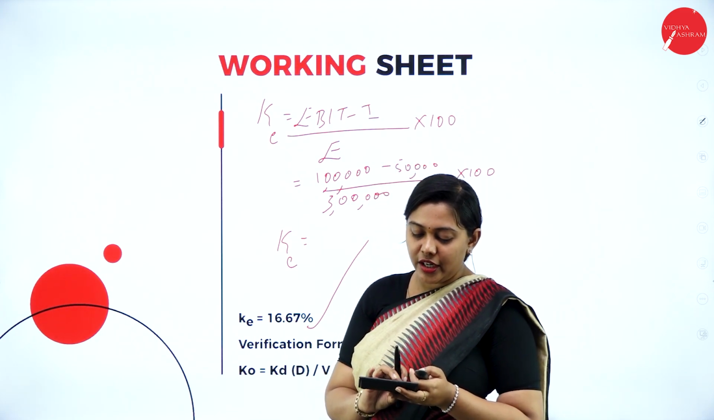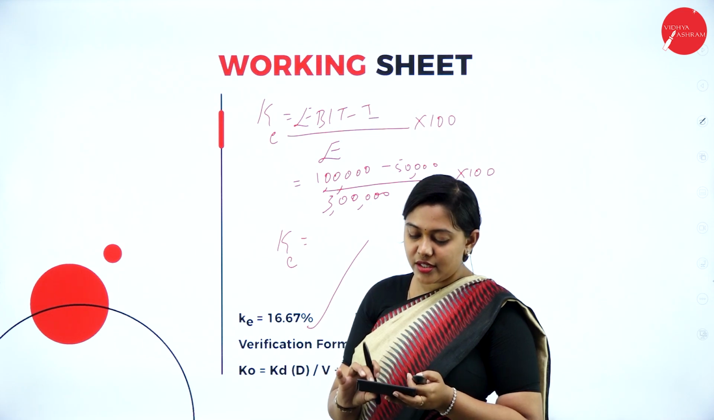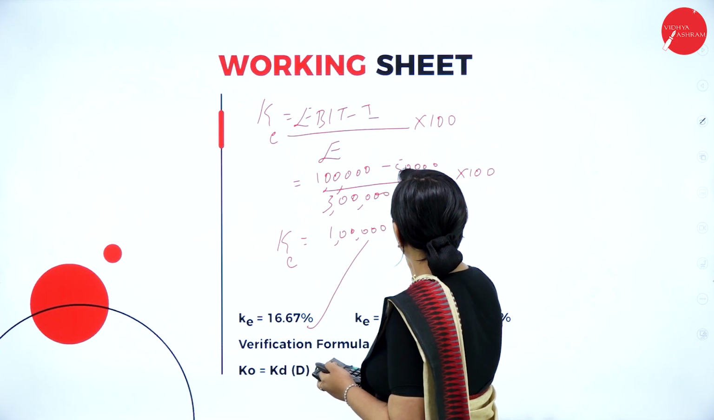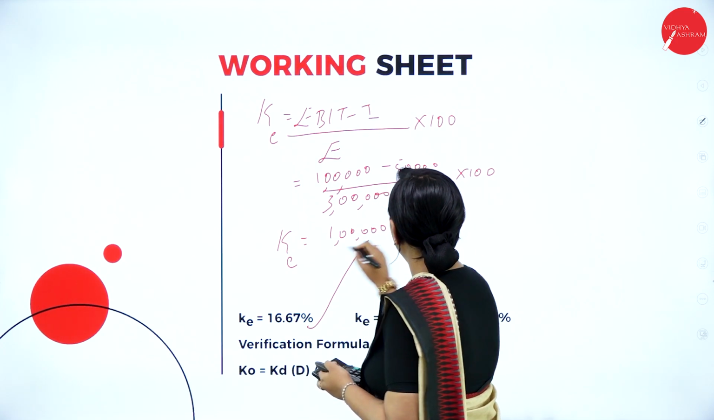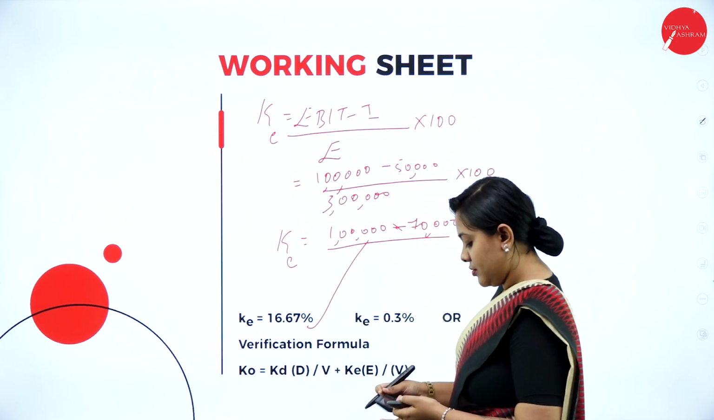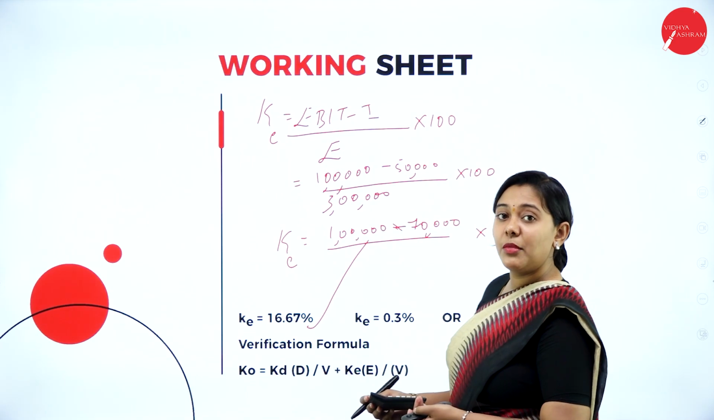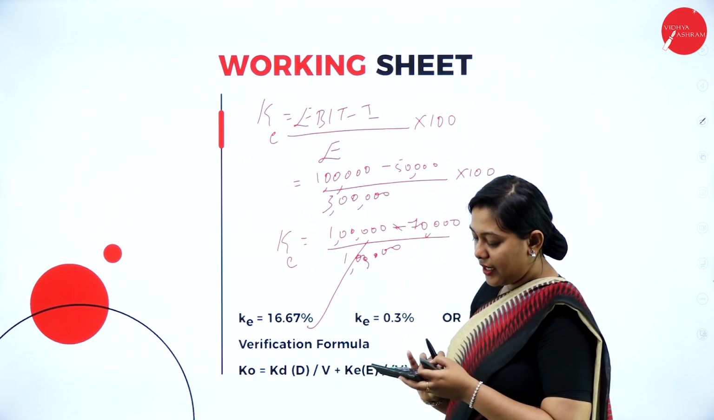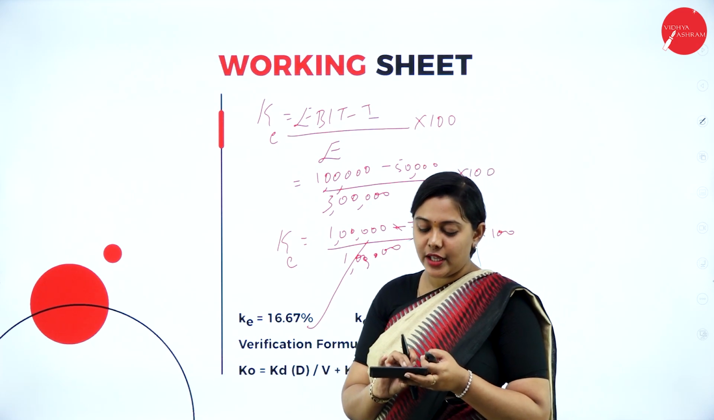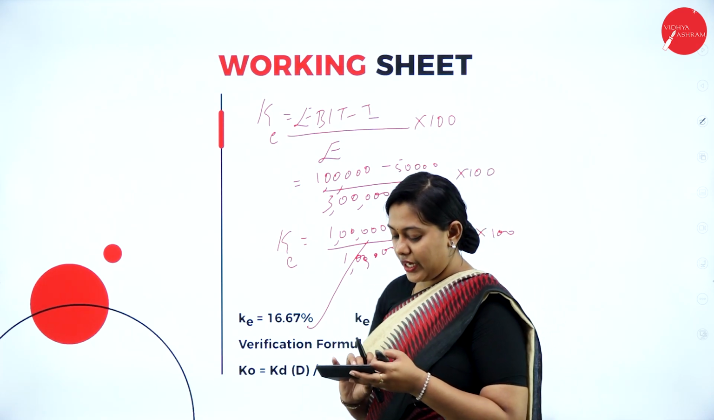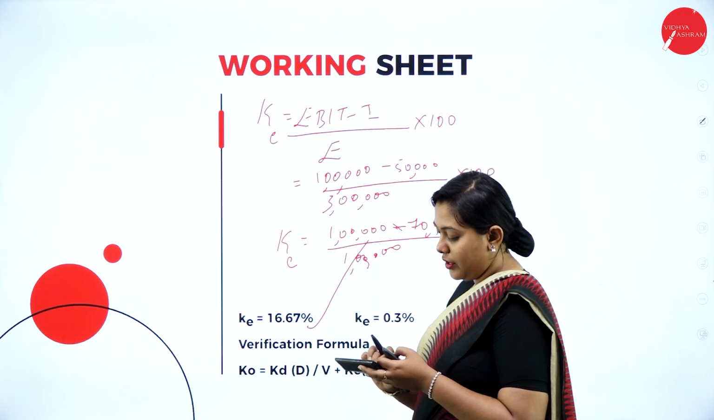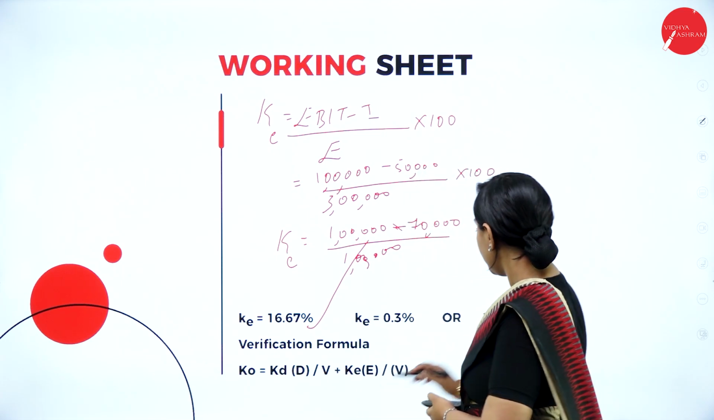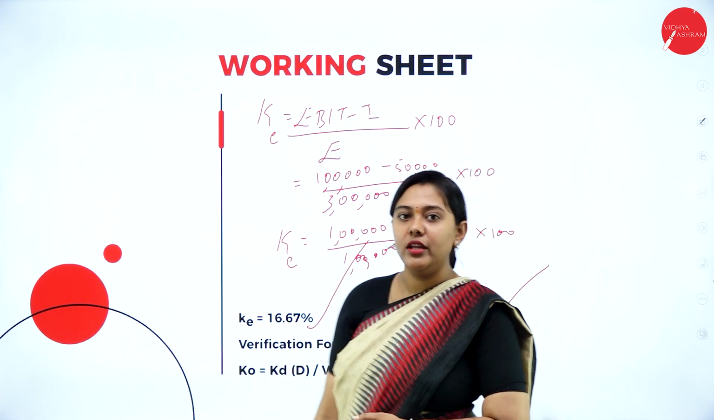So 7 lakh into 10% is 70,000. EBIT 1 lakh minus 70,000 divided by, what is the market value of equity? Market value of equity is 1 lakh. So 1 lakh minus 70,000 is 30,000, divided by 1 lakh into 100, it is 30%. So this is the verification formula. You can check out the answer.